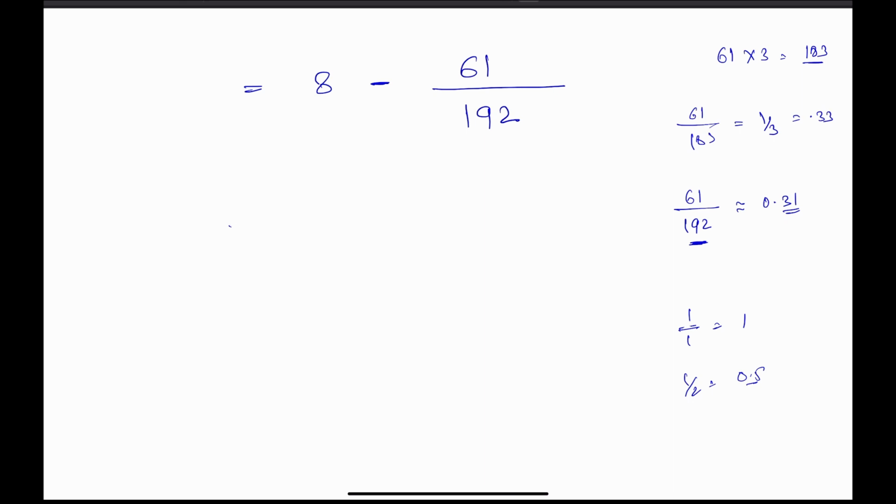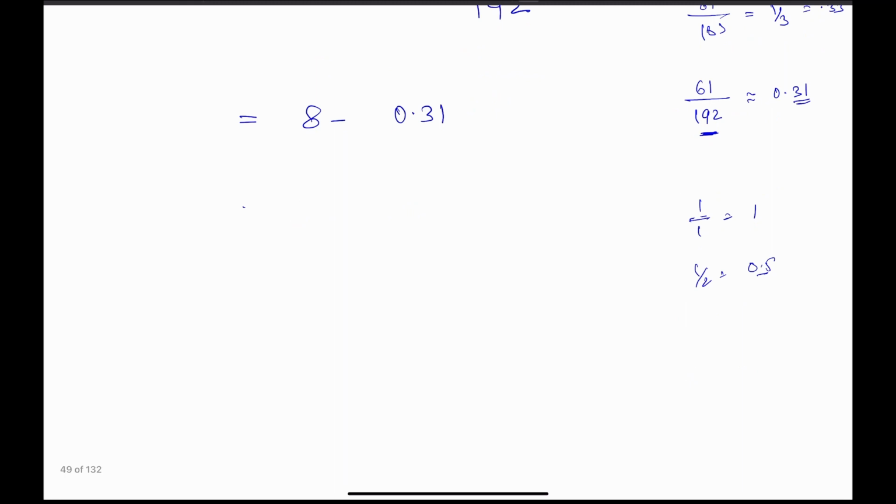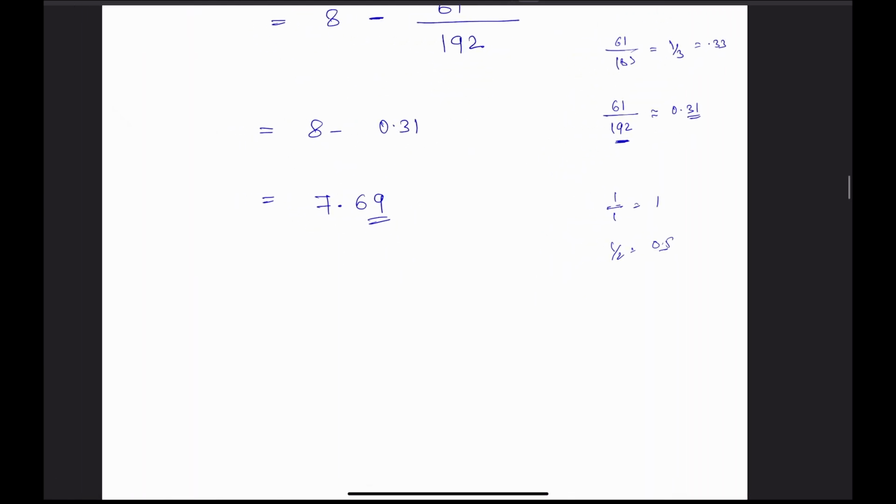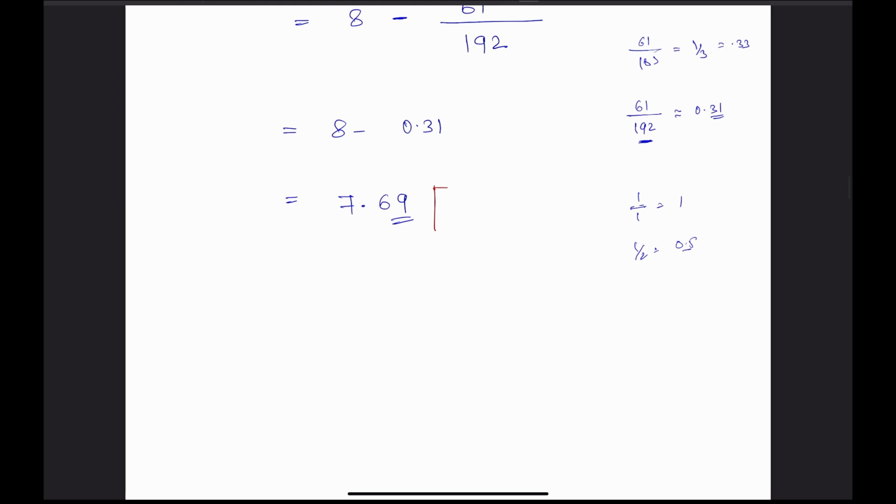Approximately we will take 8 minus 0.31, so it becomes 7.69, approximately 7.69. And if we try to find the same value with the help of the calculator, for 451 it is 7.668. See how near we are to the answer actually.